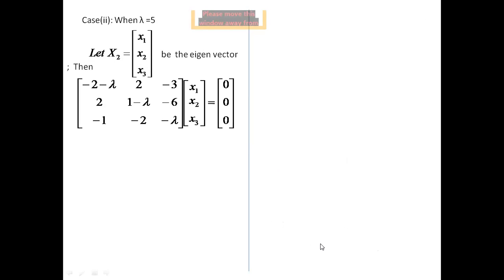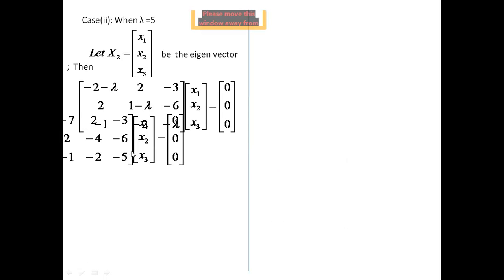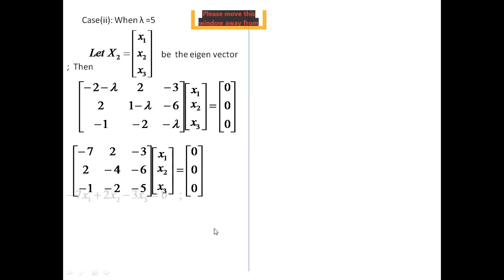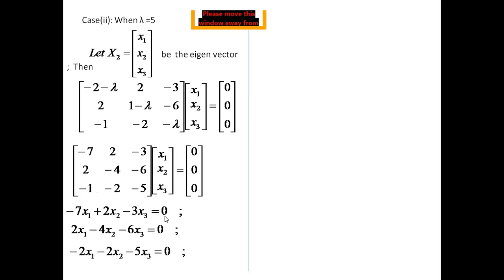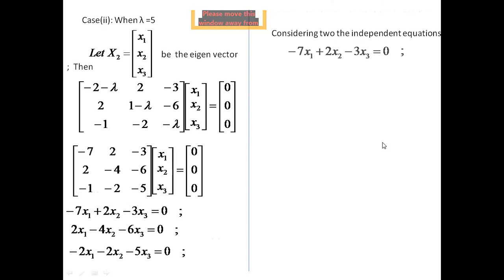Now similarly find when lambda is equal to 5. Lambda is equal to 5, the same process. What to do means multiply the equal to 0, lambda is equal to 5. If you substitute, you get this matrix. Here, what the change is, here we get 3 independent equations. You may see that no one is dependent here. If 3 independent equations are there, you take any 2. Consider any two independent equations, right, and solve it.